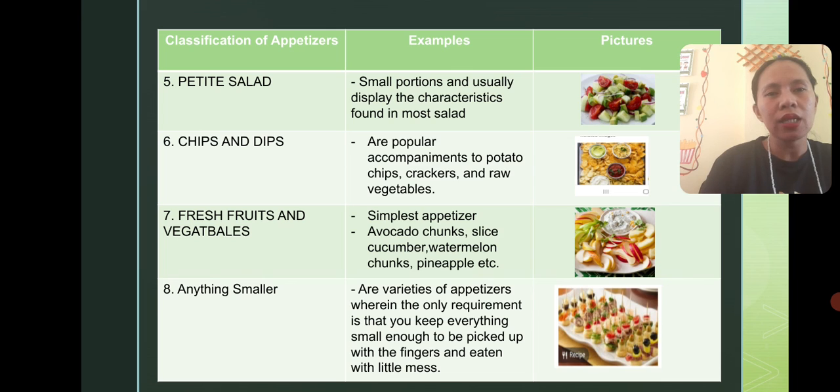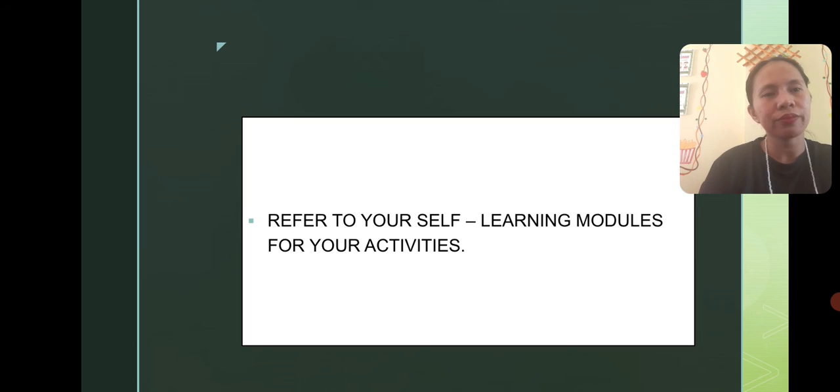And the last classification of appetizer is anything smaller. There are varieties of appetizers wherein the only requirement is that you keep everything small enough to be picked up with the fingers and eaten with little mess.